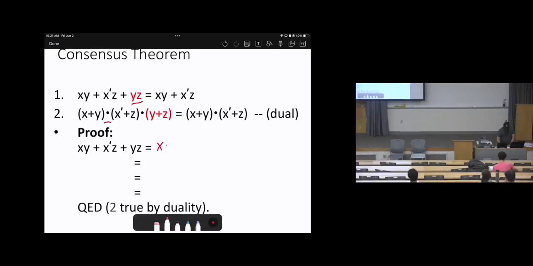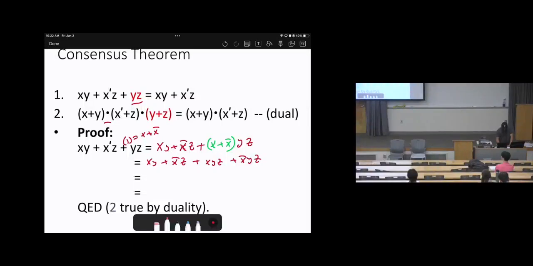We can prove it by putting xy plus x bar z, then plus I'm going to put a new term. I'm going to call it here x plus x bar, then here yz. What I did here is times 1, 1 equal to x plus x bar, right? That's what I did here. Then we can make the multiplication, so it will be xy plus x bar z plus xyz plus x bar yz.